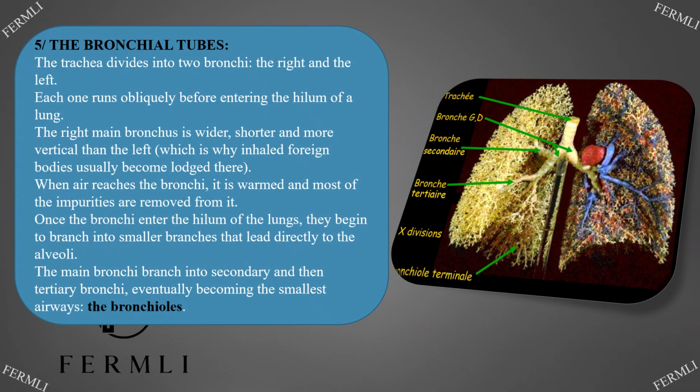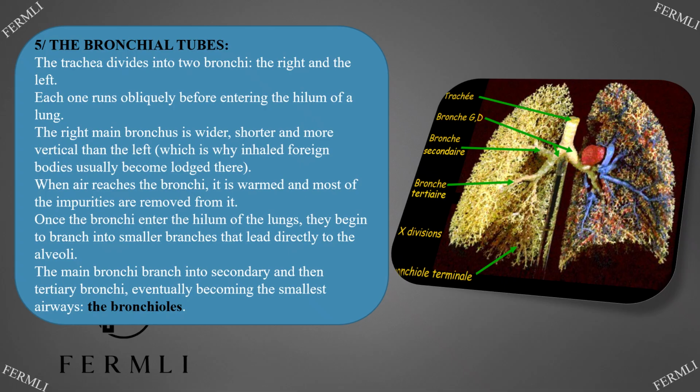5. The bronchial tubes. The trachea divides into two bronchi, the right and the left. Each one runs obliquely before entering the hilum of a lung. The right main bronchus is wider, shorter and more vertical than the left, which is why inhaled foreign bodies usually become lodged there. When air reaches the bronchi, it is warmed and most of the impurities are removed from it.